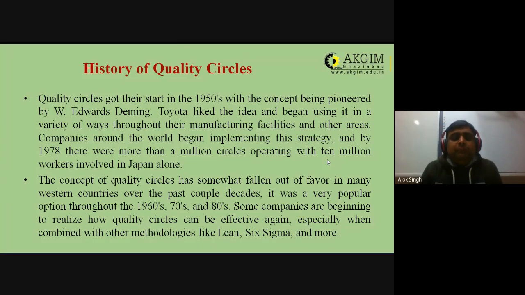What is Lean? Basically implementing Muda, eliminating waste. And what is Six Sigma? To eliminate the defect basically, and with TQM also. So this is basically quality circle.